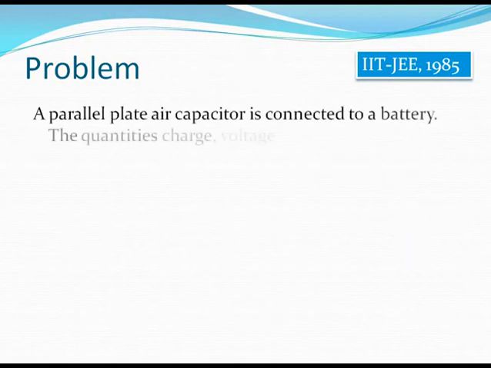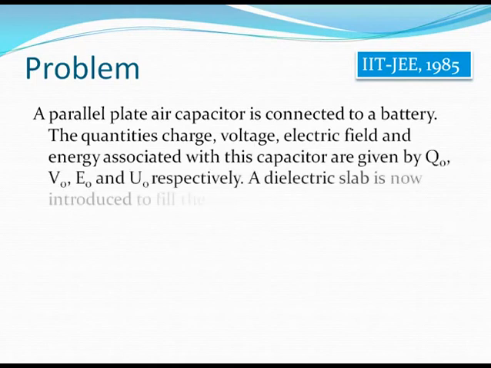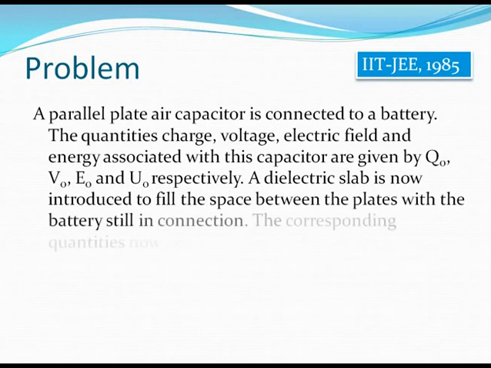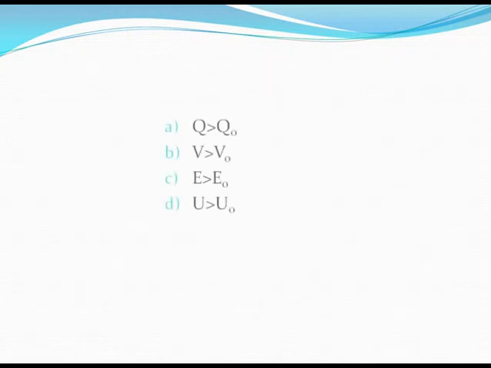A parallel plate air capacitor is connected to a battery. The quantities charge, voltage, electric field and energy associated with this capacitor are given by Q0, V0, E0 and U0 respectively. A dielectric slab is now introduced to fill the space between the plates with the battery still in connection. The corresponding quantities now given by Q, V, E and U are related to the previous ones as: Q greater than Q0, V greater than V0, E greater than E0, or U greater than U0. We have to take the correct option.